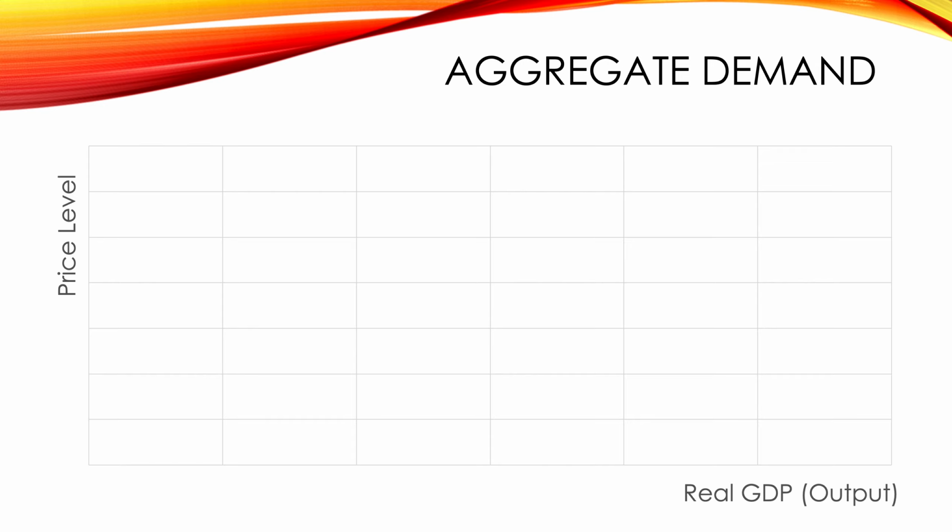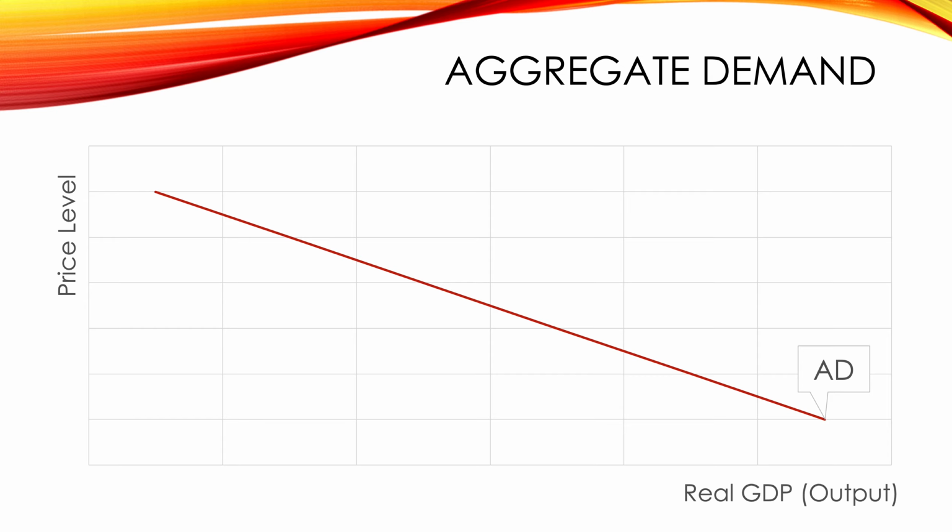And on the y-axis, we're going to put the price level. The price level is the prices of everything in an economy as measured by something like the Consumer Price Index, the CPI. When we have these two axes, we're going to treat the y-axis just like we did in microeconomics. We're going to treat the y-axis as the independent variable and the x-axis as the dependent variable. So real GDP will increase or decrease based on what happens to the price level. And aggregate demand looks pretty predictable. It is a downward sloping line or curve. We can label that AD, standing for aggregate demand.